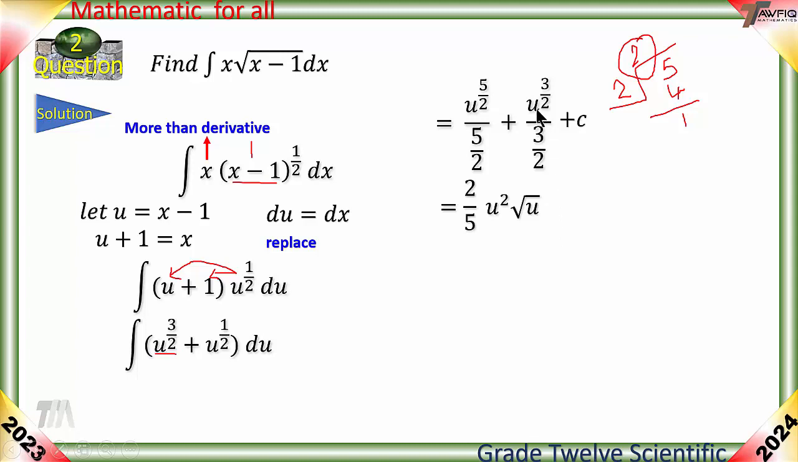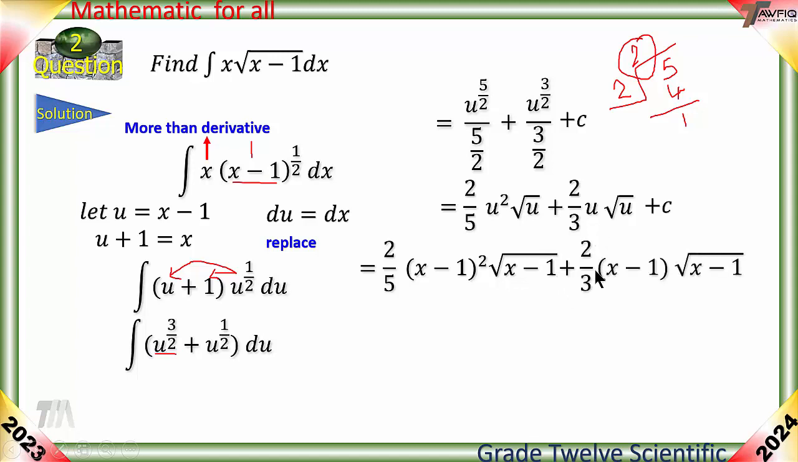And now this 3 over 2 becomes 2 over 3, and u with the power 3 over 2, when we convert it to the square root, becomes u square root of u. And now replace each u with x minus 1. It becomes 2 over 5. In place of u is x minus 1 squared. And in place of this u is x minus 1. In place of this one, x minus 1. In place of this one, x minus 1, plus c.